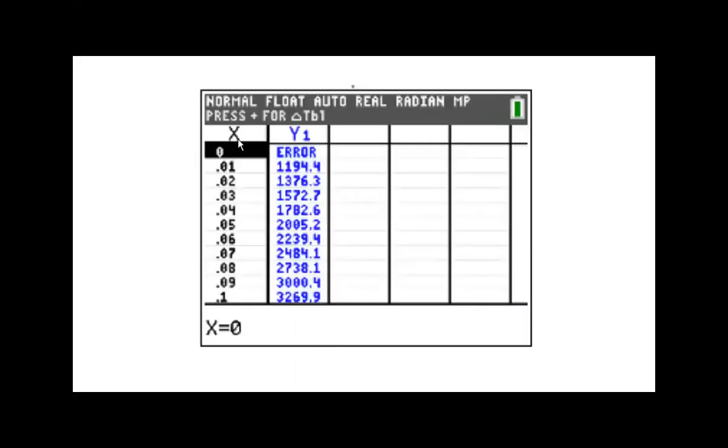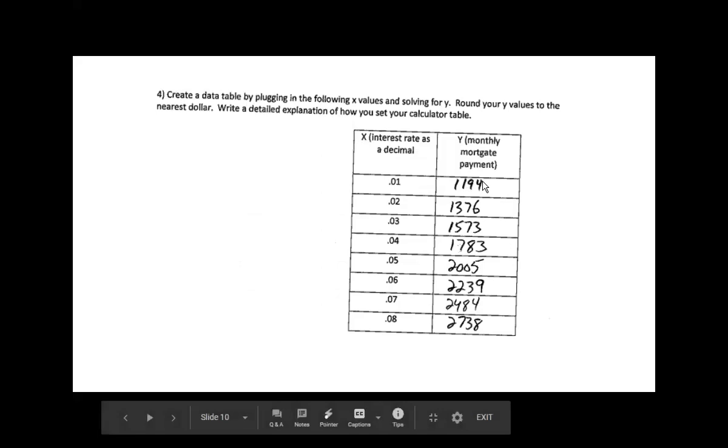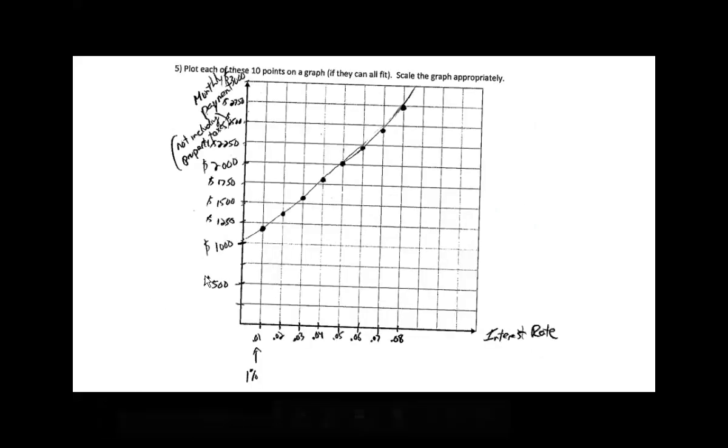All right. So again, here is the table. Notice the X's represent the interest rates, and the Y's represent the monthly payments at each interest rate. So I'm just going to take what I had on that table and enter it into my data table on the page, right? Again, there you see, I just copied it over, put it on the page. And then sketching my graph.